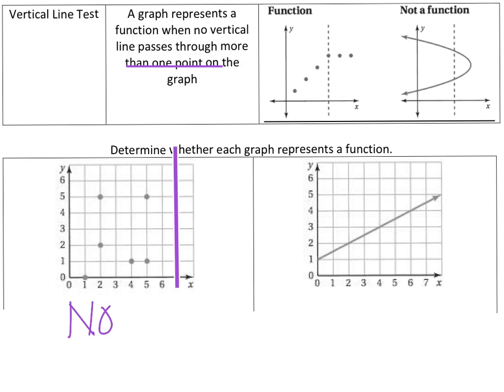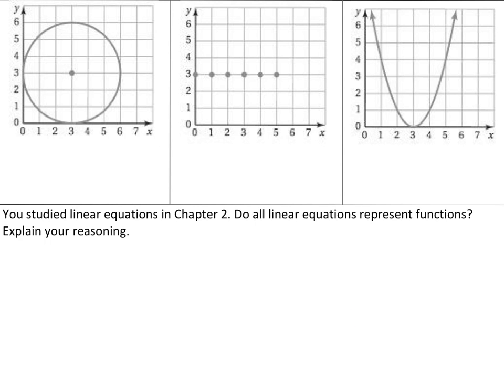There's no function. Now, when I do it again on this side, as I'm going through this graph, the vertical line only matches one time each, which is great. That's what we want. So because that happens, yes, it is a function. Go ahead and try it on the following 3 problems to see if those are functions or not. And then on the bottom it says, do all linear equations represent functions? So think about that and explain your reasoning. Go ahead and pause and see how you do compared to my answers when you unpause.